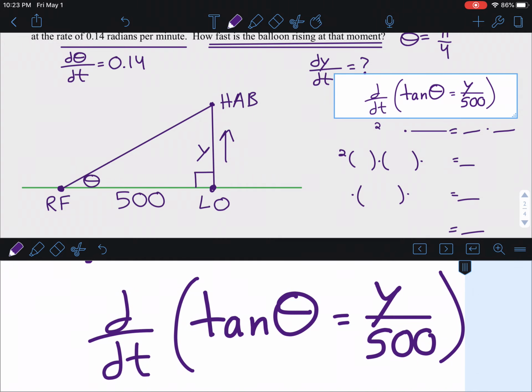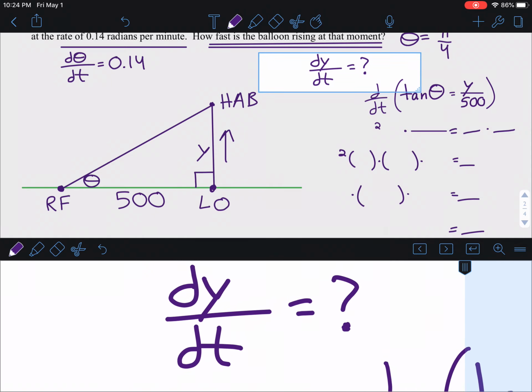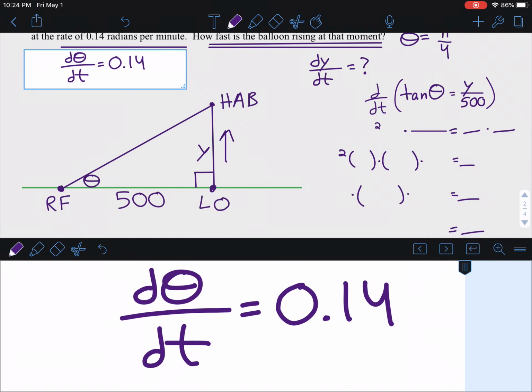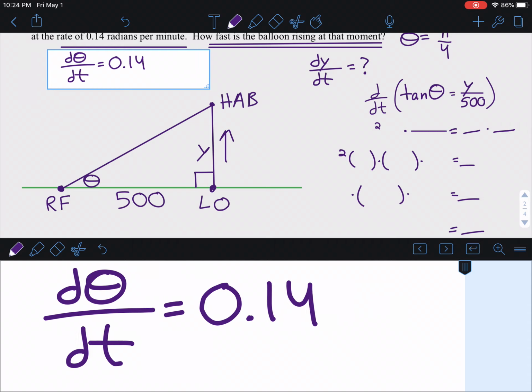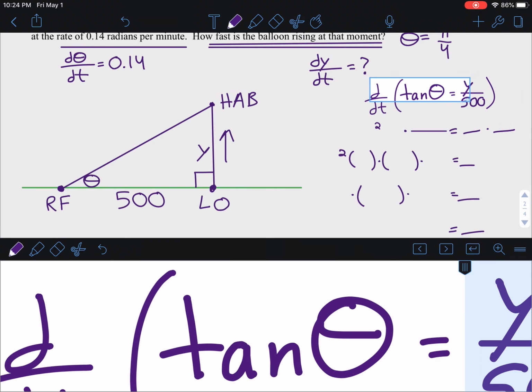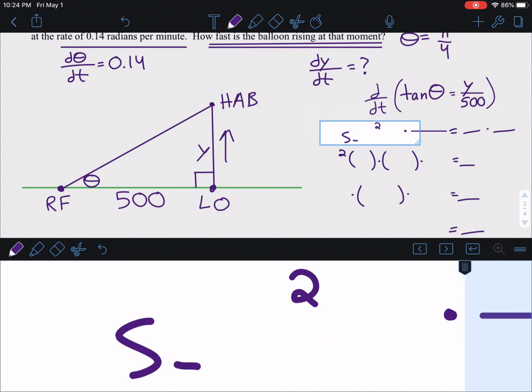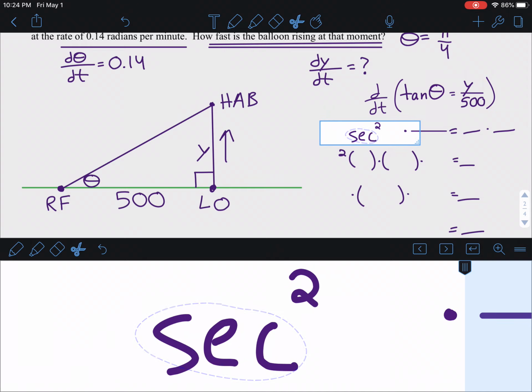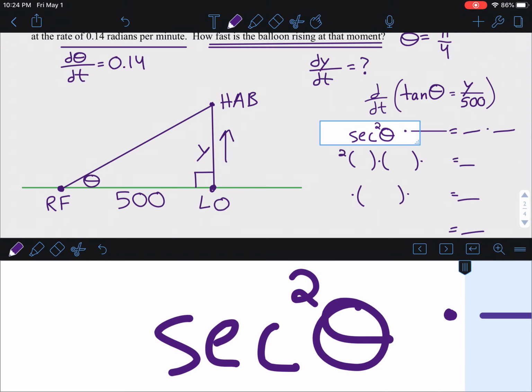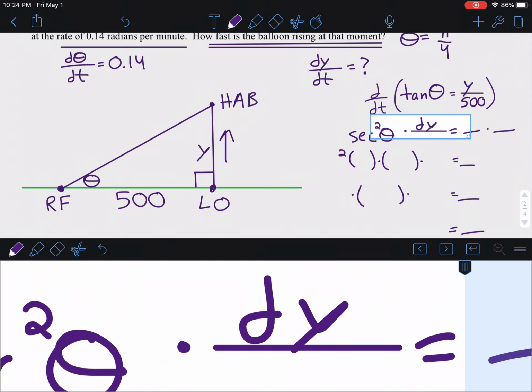And I will take the derivative of this equation with respect to time t. Again, there is no variable t in my tangent equation, so I'm doing implicit differentiation. Whenever I take the derivative of theta and y, I will have to multiply by the rate of change terms, dy dt, d theta dt, because of the chain rule. So take your derivatives like normal. What's the derivative of tangent? Hopefully we remember that that is secant of theta squared. And we will multiply this by dy dt.